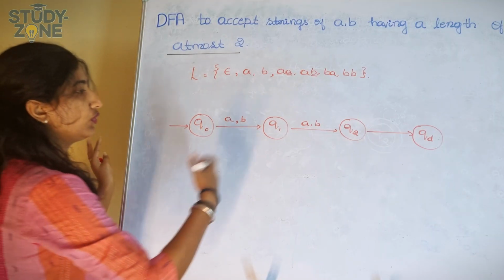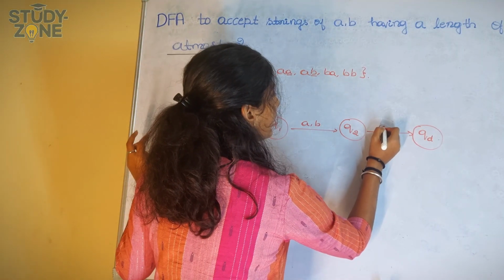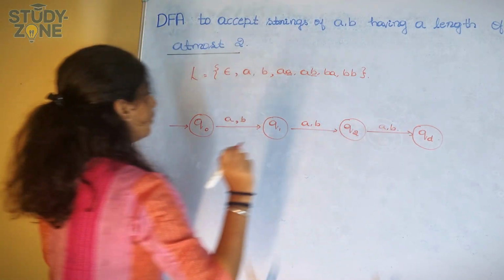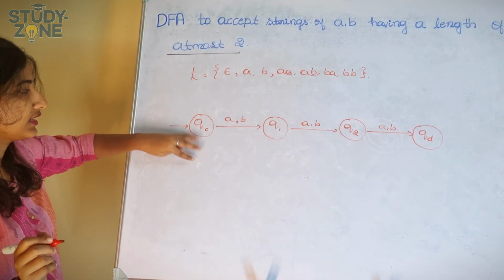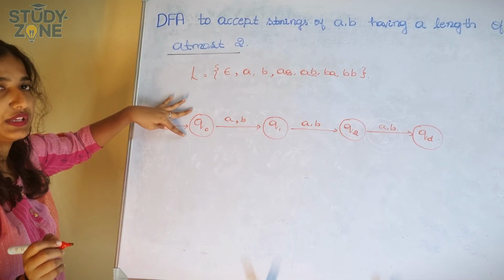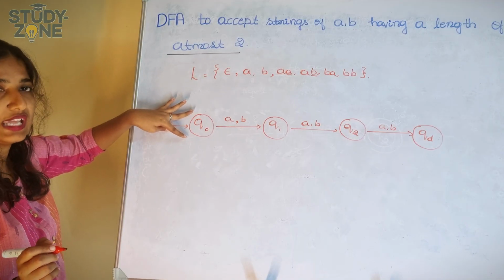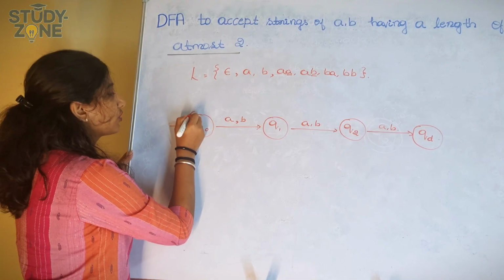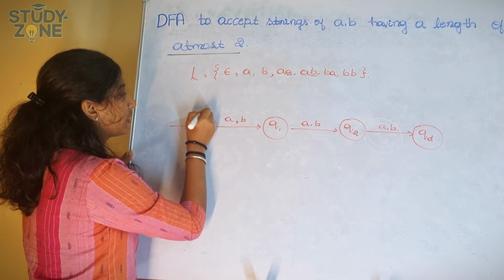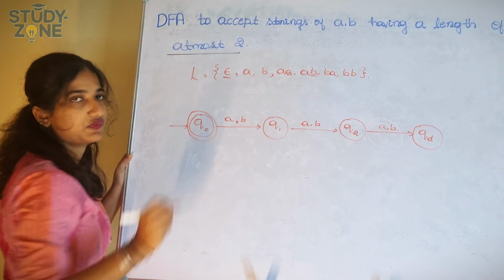So now Q2 on A or B moves to QD. Now this is the state which doesn't read any symbol, so this is also an accepting state. Why? To accept the empty string.